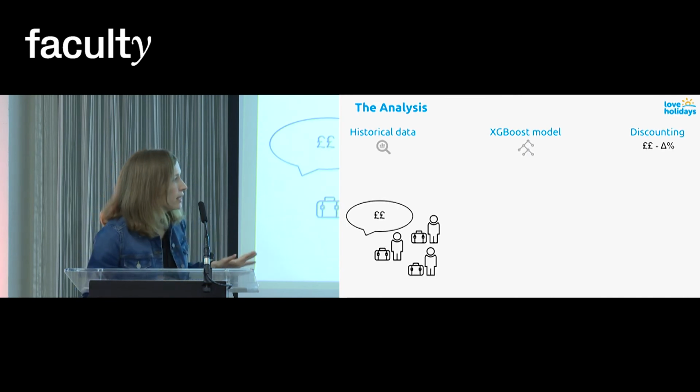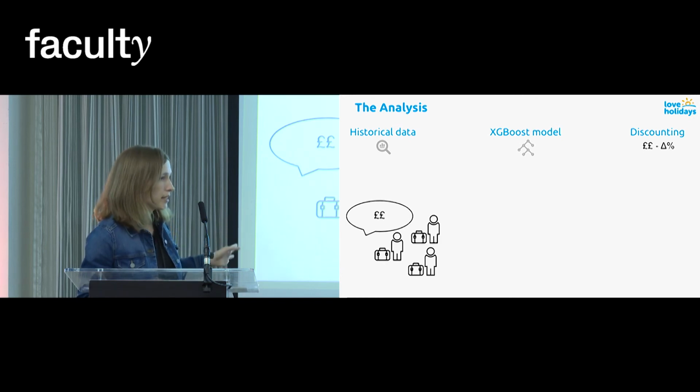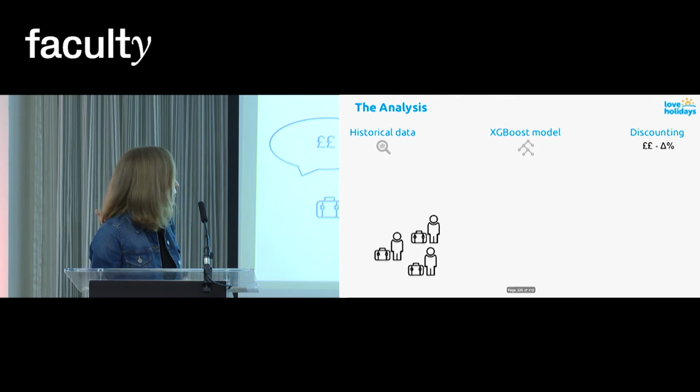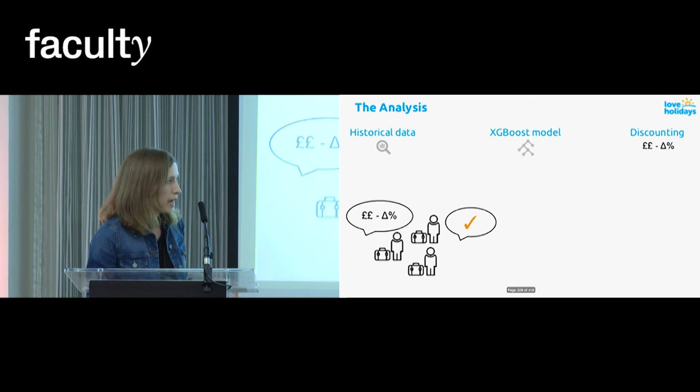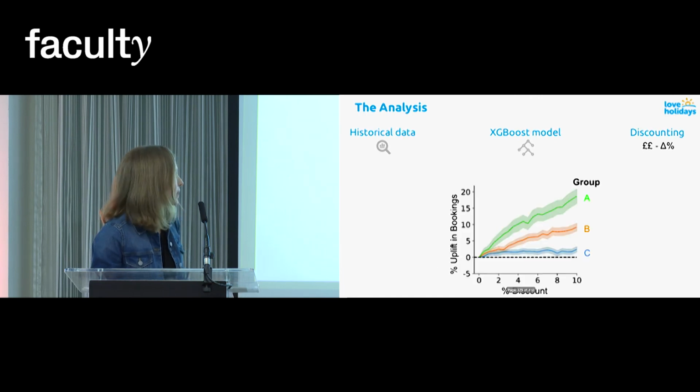So we're particularly interested in price-sensitive customers. If you imagine this as a group of price-sensitive customers, these would be people who maybe at the original price did not book a holiday, but then if we were to decrease the price by a margin, they would change their behavior and start booking holidays.